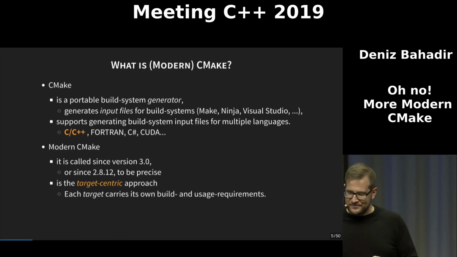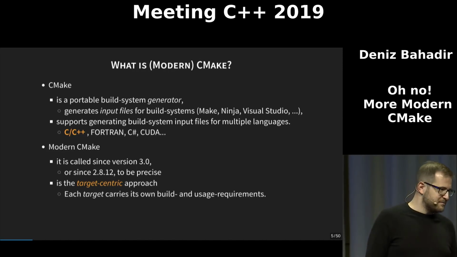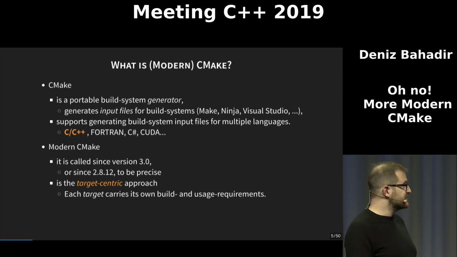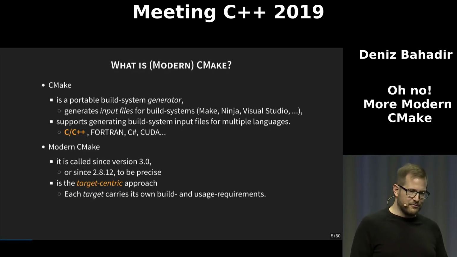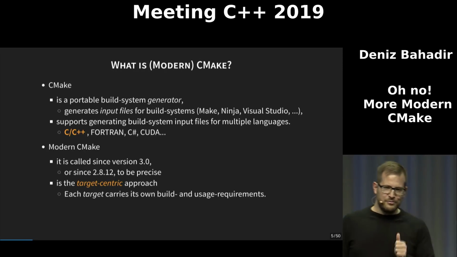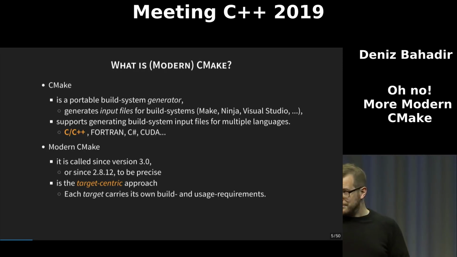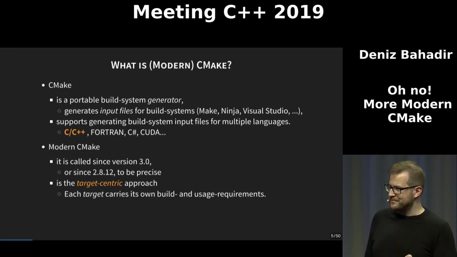And the main thing about being modern is the target-centric approach. Because in this way now, all the targets that you declare in CMake for building something carry their own build and usage requirements with them and will also propagate these.